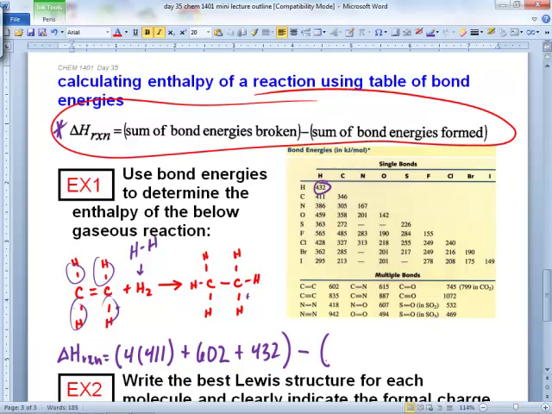All right. Minus, okay, now all the ones I'm going to form. 1, 2, 3, 4, 5, 6 of those CH bonds. And we said they were 411. Yeah, thank you. 6 of those. And we also have to form a CC, which is how much? 346.